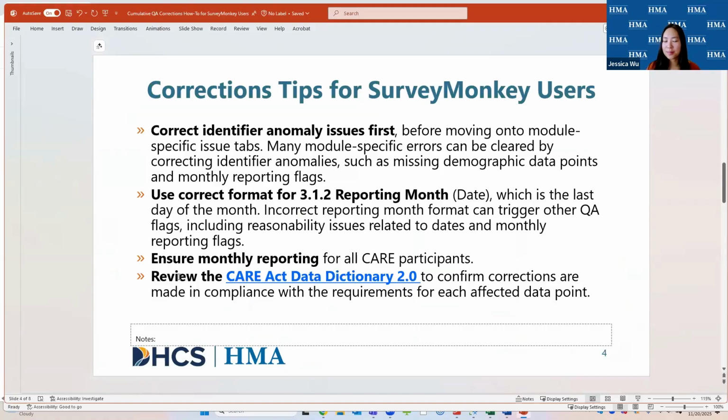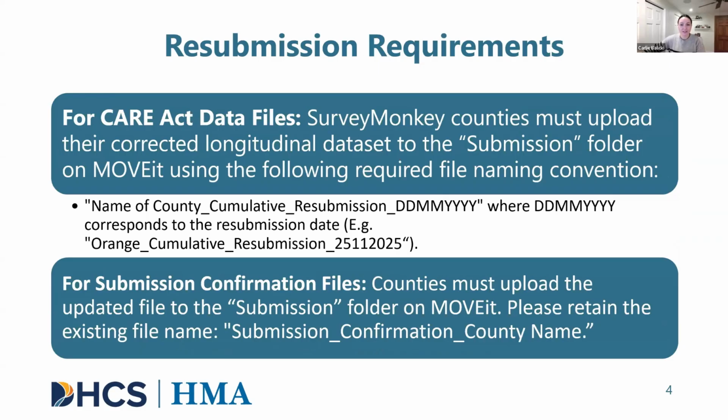But with that, I'm going to pass it back to Carly to close out. Thank you, Jessica. Just a few notes here on resubmission requirements. Once you've made your corrections to the longitudinal data extract, we ask that you please follow the file naming conventions listed here and upload that file to the submission folder on Move It. You'll also see you'll have a submission confirmation file that we're asking you to update. No changes are needed to the file naming convention for that file. It can be updated and then moved to the submission folder on Move It alongside your longitudinal data extract.